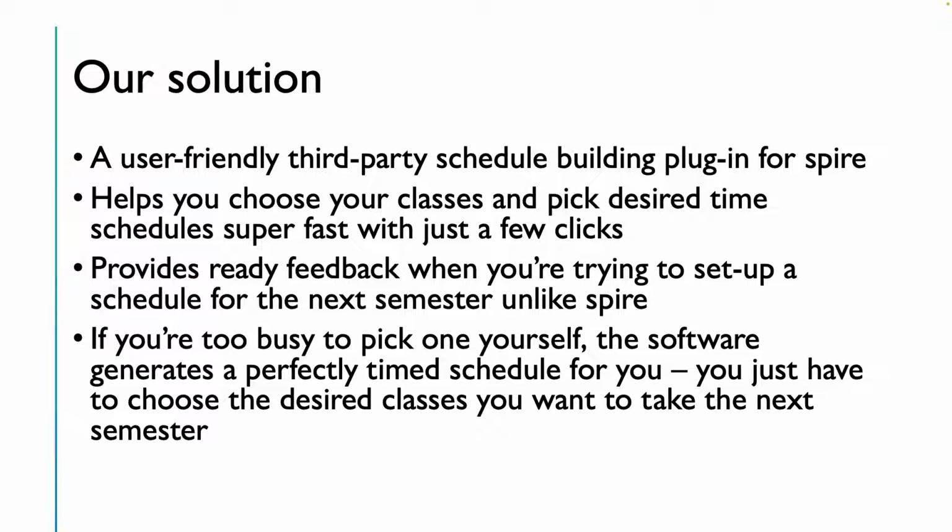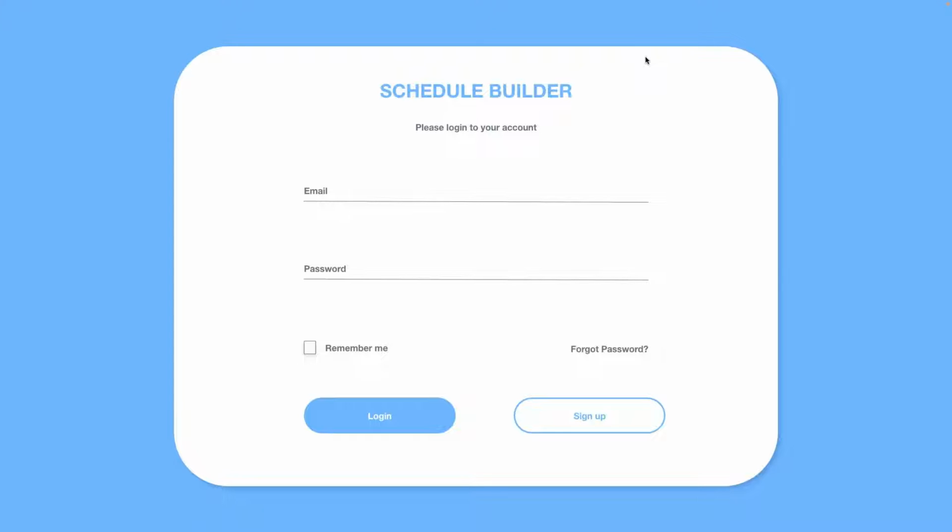Our solution is a user-friendly third-party schedule building plugin for our software Spire. It helps you choose your classes and pick desired time schedules super fast with just a few clicks. It also provides ready feedback when you're trying to set up a schedule for the next semester, unlike Spire. Also, the best part, if you're too busy to pick one for yourself, the software generates a perfectly timed schedule for you. The only thing you have to do is choose the classes that you want to take next semester, and that's about it. Our software does everything for you.